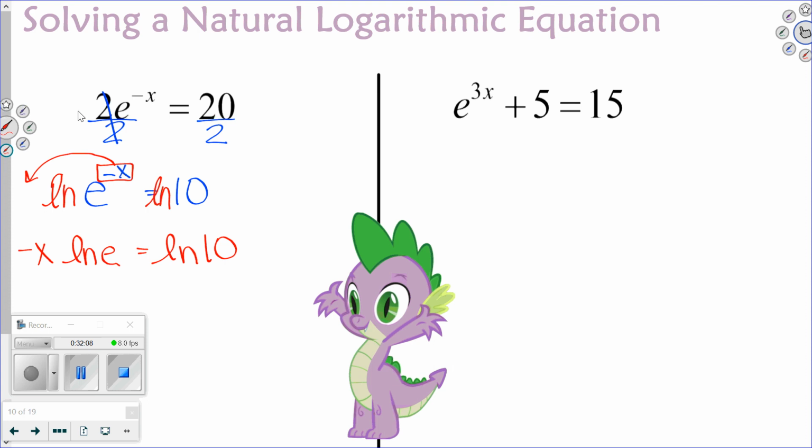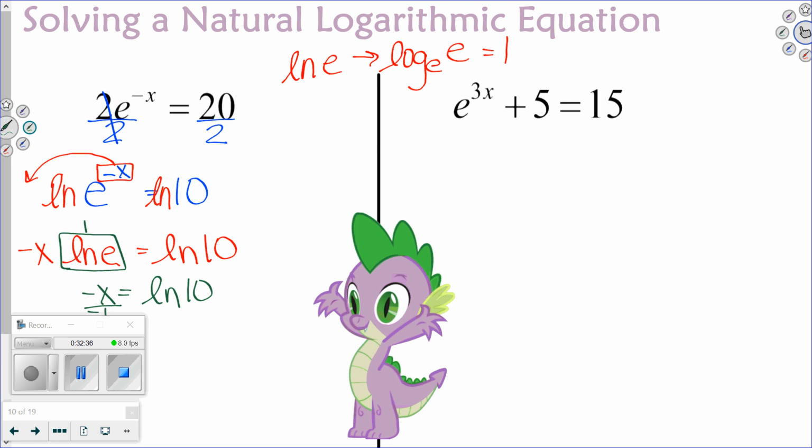What's a natural log of e? It's 1. Again, maybe make a note. That implies the log base e of e, which is asking you e to what power is e, which is just 1. Good. And if you recognize that, by all means, that is 1. So I don't really need that. So I have negative x equals the natural log of 10.